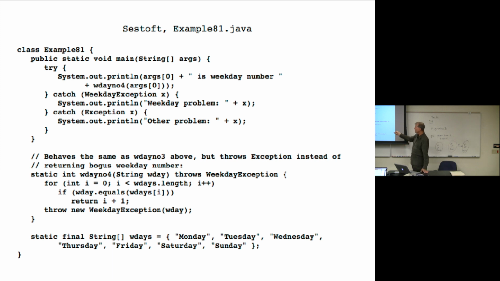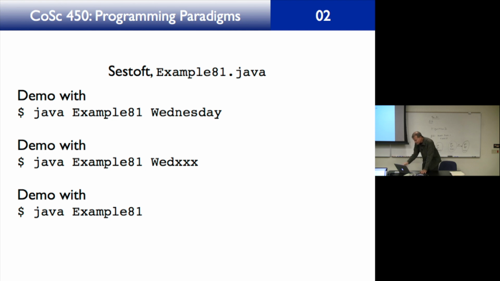And furthermore, what happened to these catches? Because there was no exception there, what happens to those catches? They don't get executed. And we just went on and we terminated. Now, did you see how that illustrates the flow of control in a try when there is no exception? But now, what's another way to test this? Let's demo it with example 81 with WED XXX.